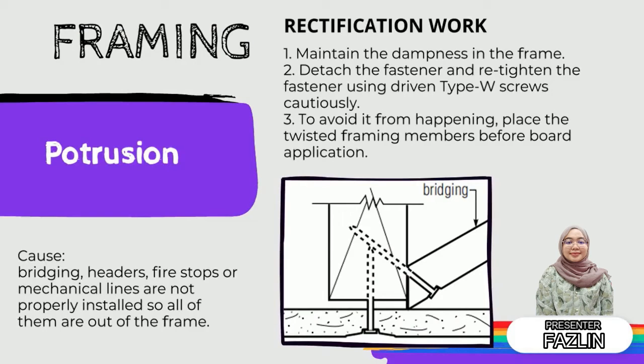The rectification work for protrusion is, firstly, maintain the dampness in the frame, detach the fastener and retighten the fastener using driver type W screw. As a caution, to avoid it from happening, place the twisted framing members before board application.